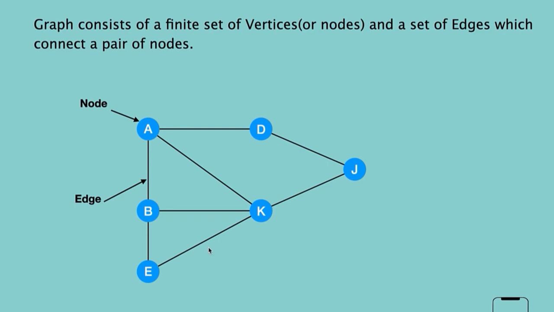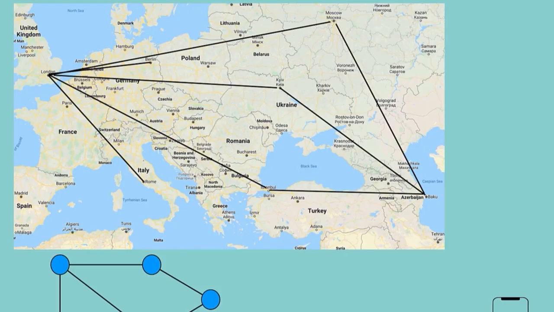Now let's see why we need the graph data structure. Graphs are used to solve many real-life problems. Graphs are used to represent networks. The networks may include paths in a city, or a telephone network, or a circuit network. Graphs are also used in social networks like LinkedIn and Facebook.